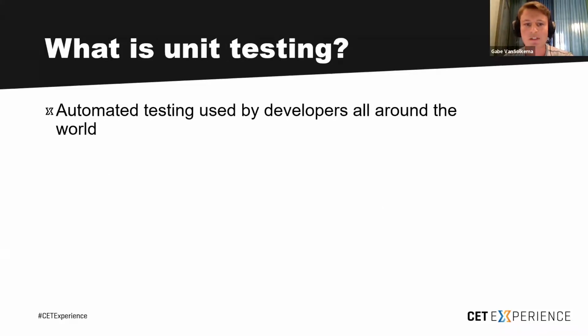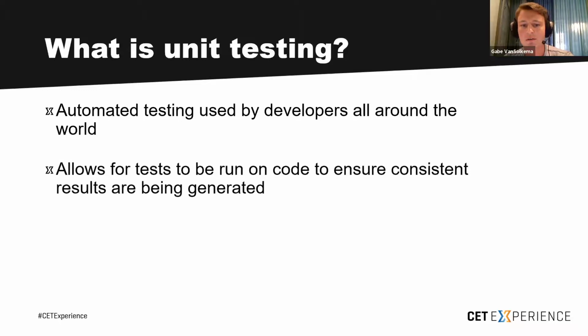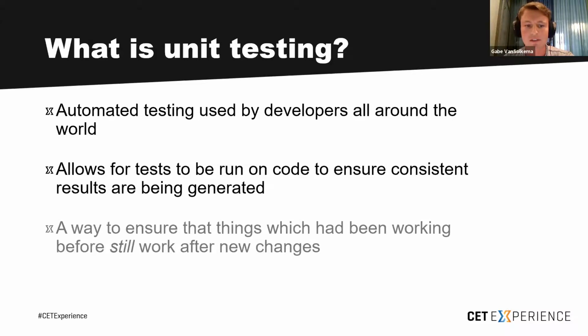So what is unit testing? It's an automated testing tool used by developers all around the world. It's used in many, many languages and many different development environments. And it allows for tests to be run on code to ensure that you're getting consistent results. So given a set of inputs, you want to make sure that your outputs are producing the results that you would expect. And so CM unit testing is a way to ensure that your outputs are always going to be consistent. And this is a big one.